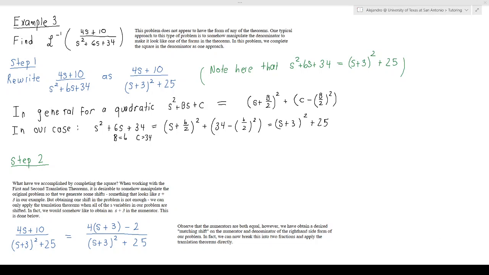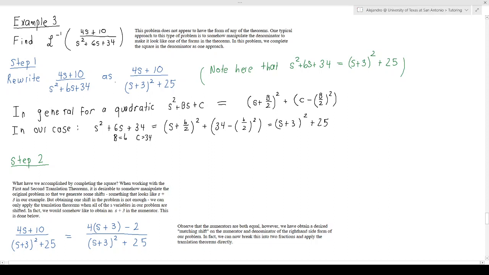Alright, so in this video we're going to look at an example that we haven't really seen before. We have the inverse Laplace of 4s plus 10 over s squared plus 6s plus 34. And we might immediately jump to wanting to use partial fraction expansion, which might work. But what we're going to look at doing here is trying to write this function in a different way using a technique called completing the square.